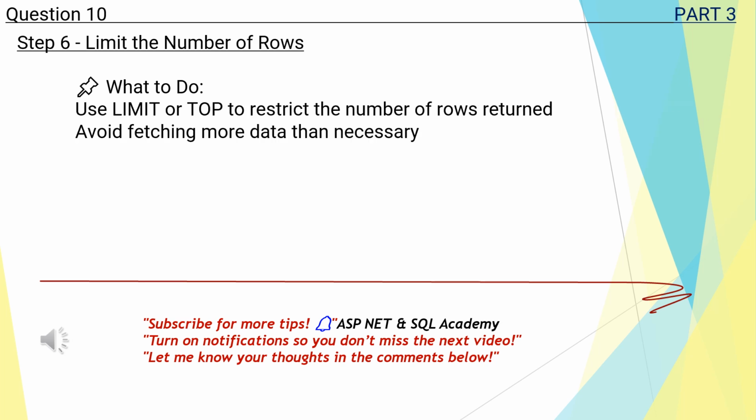Step 6 is limiting the number of rows returned by your query. Use limit or top to restrict the number of rows, especially when you don't need all the data. This helps reduce the load on the database and the network.